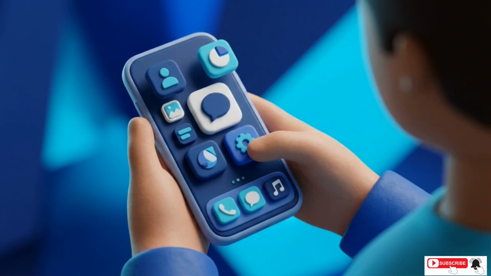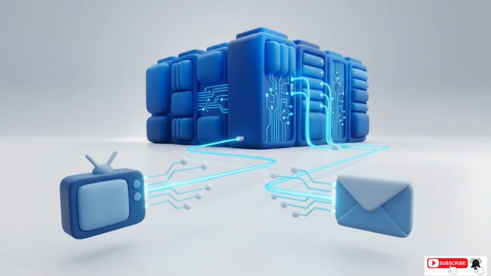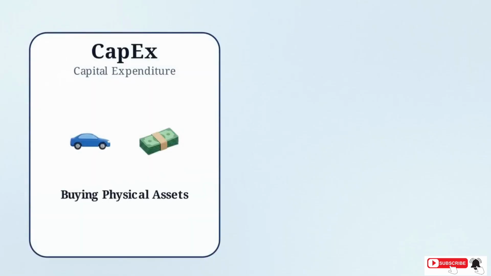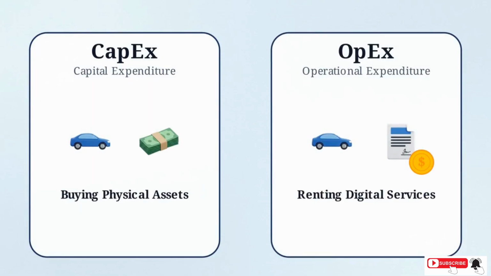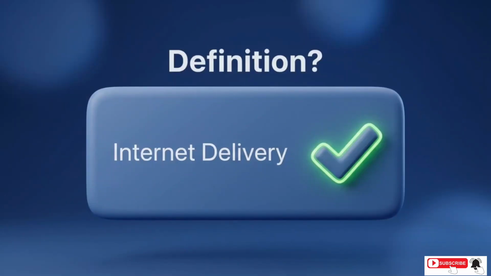You likely use this system every day. When you stream a movie on Netflix or store a file in Gmail, you aren't using your own hardware. You are accessing services hosted on cloud infrastructure. This move from buying physical assets to renting digital services represents a transition from high-risk capital expenditure to flexible operational expenditure. Let's test your attention.